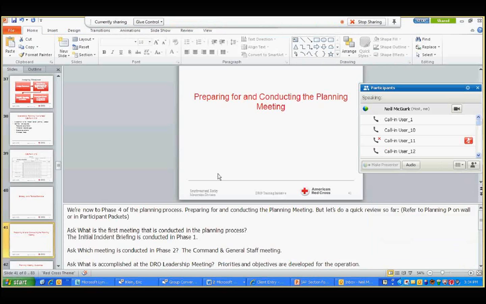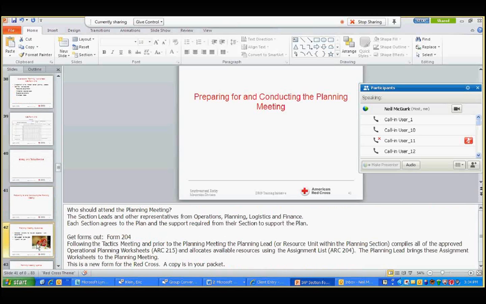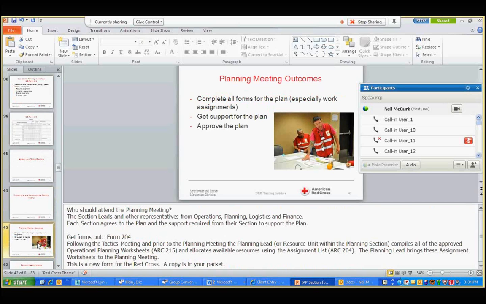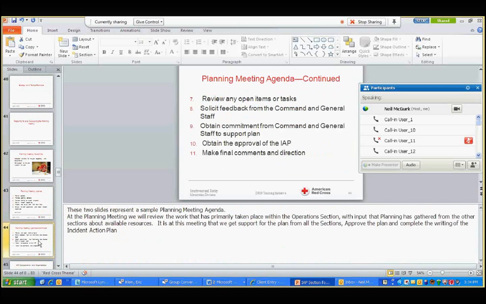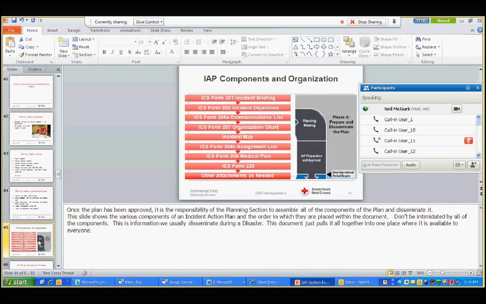Okay. So next is preparing for and conducting the planning meeting. This is where, again, we're going to talk about what the planning meeting outcome is, what the process is, and then talk about the planning meeting agenda and remind them who conducts the planning meeting, who facilitates it, go through all of these components. And then the IAP components and organization.